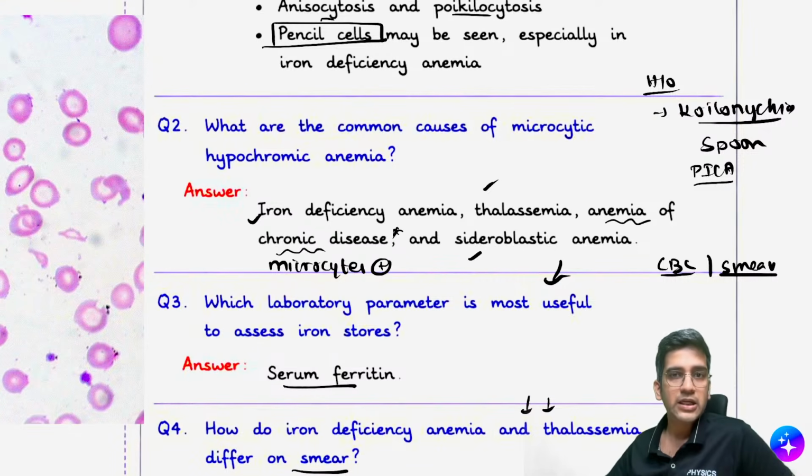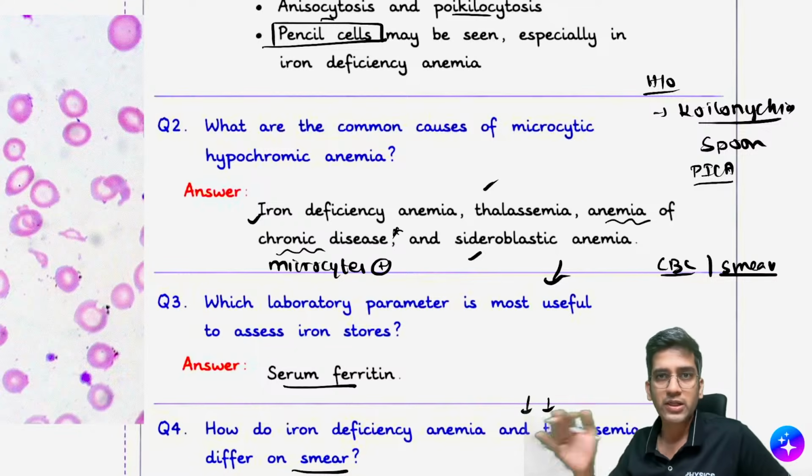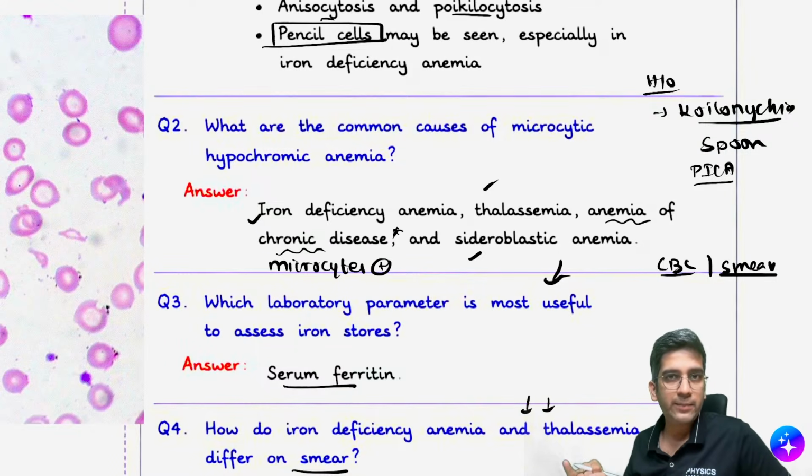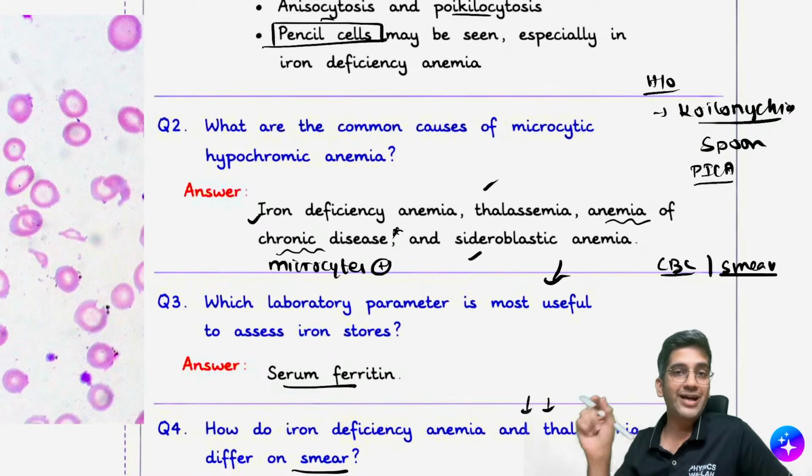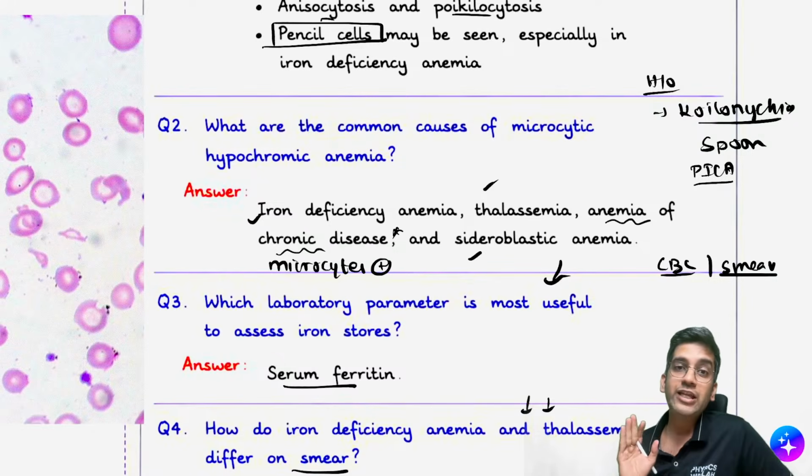On a smear, iron deficiency anemia will have the pencil-shaped RBC more towards it. Microcytic hypochromic will not help me to differentiate. Anisopoikilocytosis will not help me to differentiate. Thalassemia will have target cells, very classical for thalassemia. IDA might not have them unless it is a very, very severe case of IDA, right? Normal IDA might not have target cells.